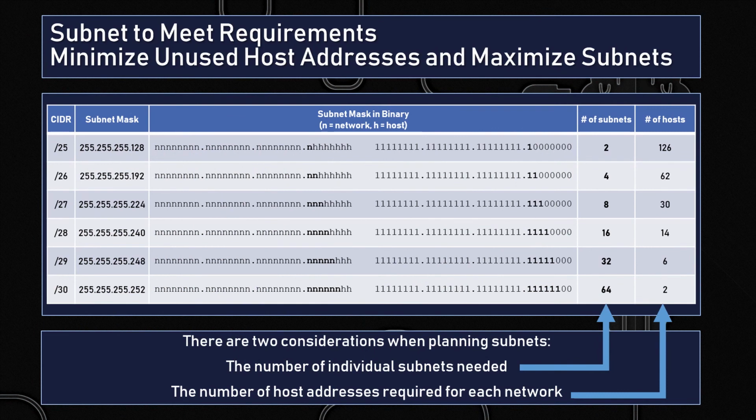Here we can see the subnets being tracked for the maximization of our subnets and minimizing of wasted host addresses. So we have to consider the number of individual subnets we need and the number of hosts required for each network to be successful. Let's say we've got to handle 100 hosts. We have to look at a /25 because we need at least 100, and the closest to that is 126. 62 is way too low. If we needed 20, then we would be looking at a /27 because 30, while high, is still not too wasteful, and it covers more than the /28, which would only be 14.